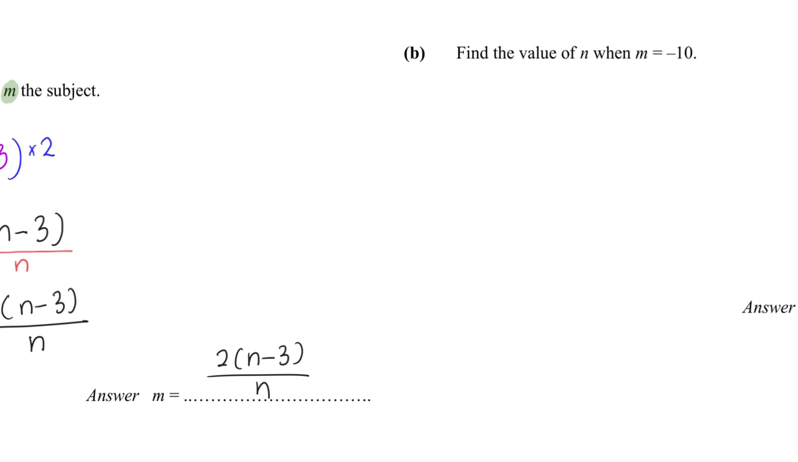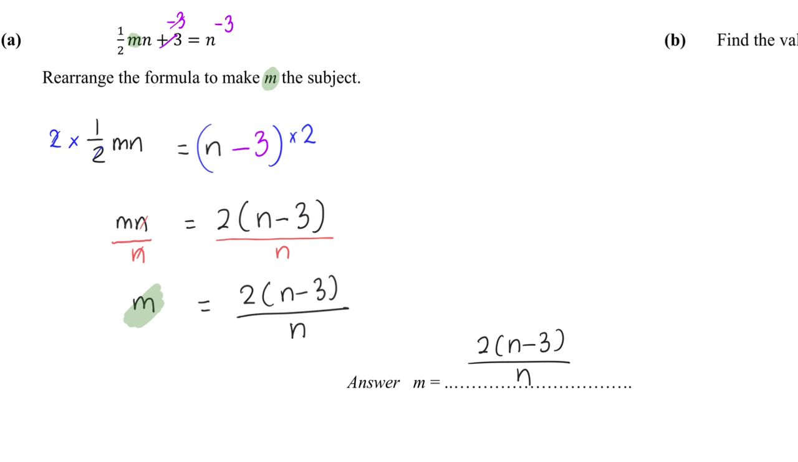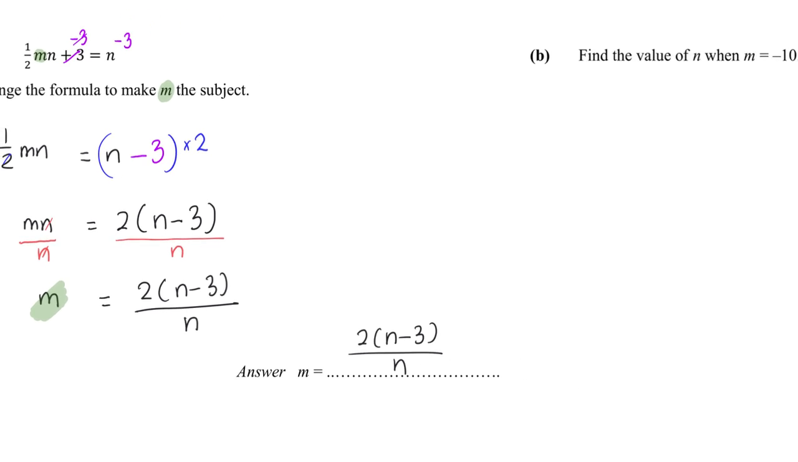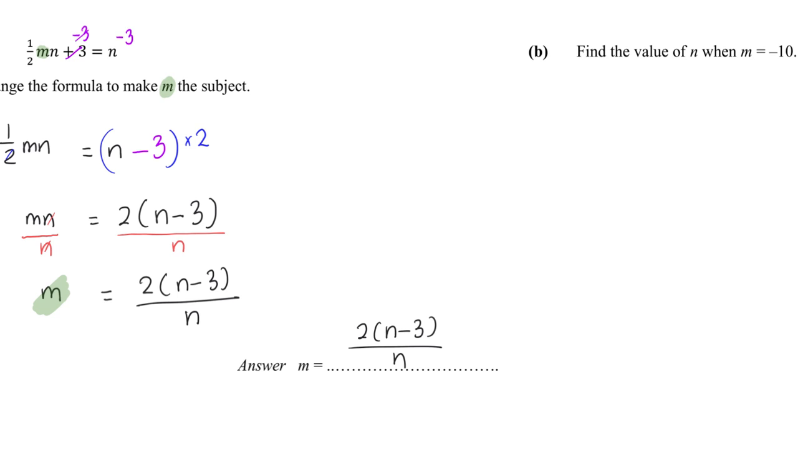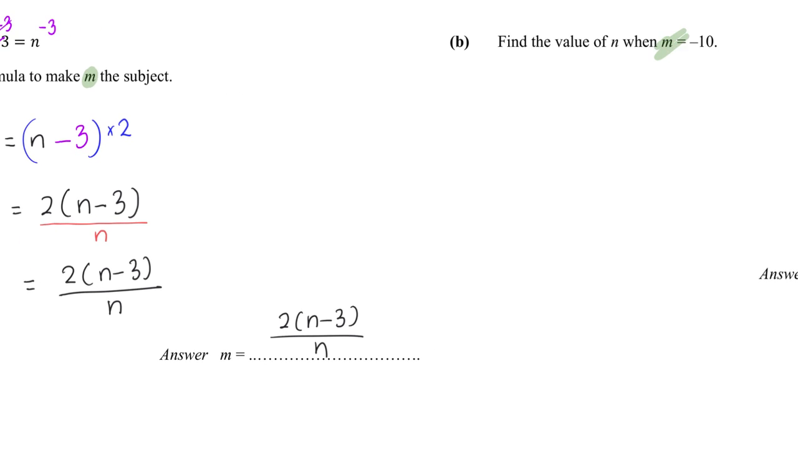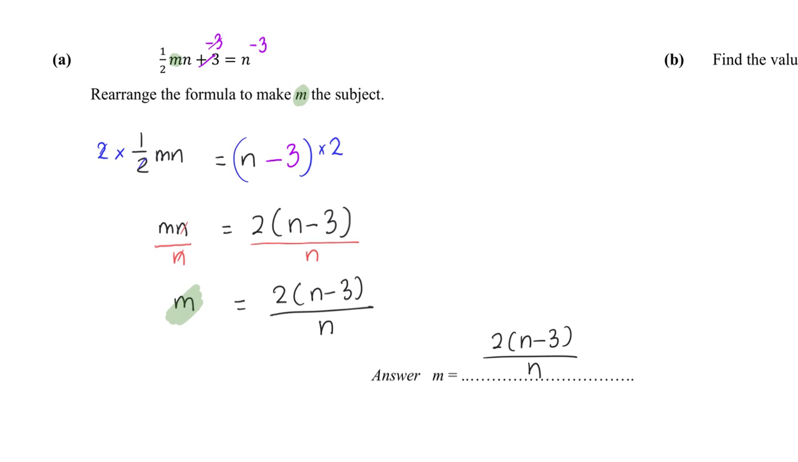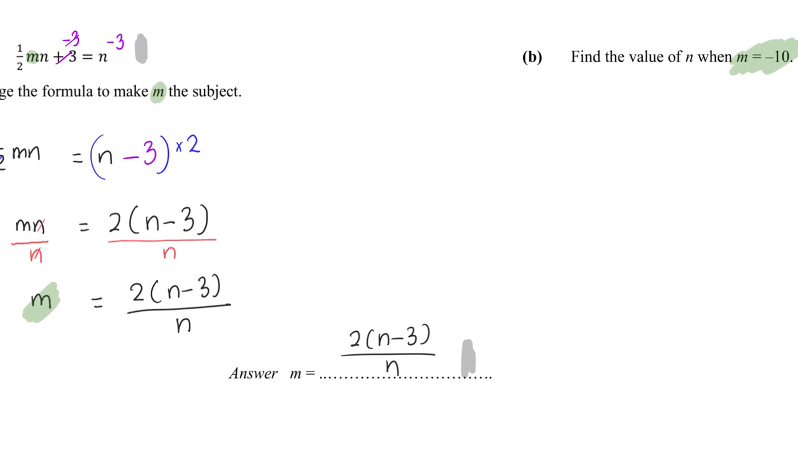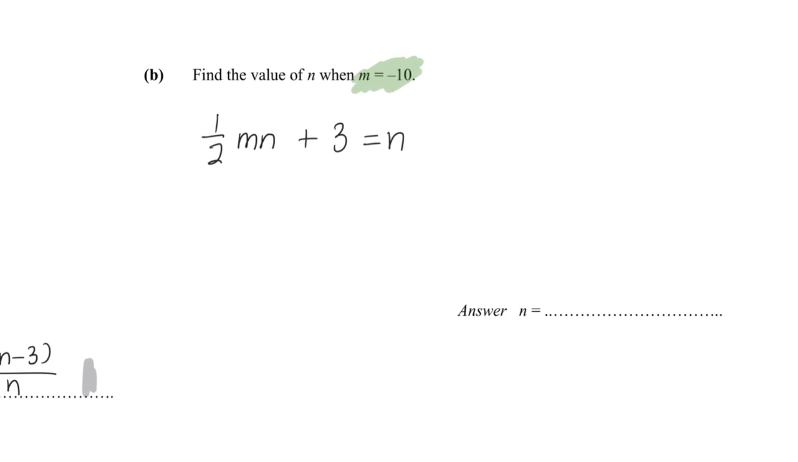And find the value of n when m is negative 10. Well, now we just need to substitute the letter m with negative 10. So it does not matter, I repeat, it does not matter if you used this version of the equation or use the original version, both work. So I'm going to just use the original version, which would be half mn plus 3 equals n to work on part B.